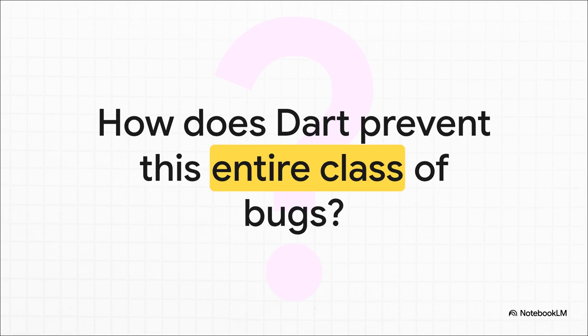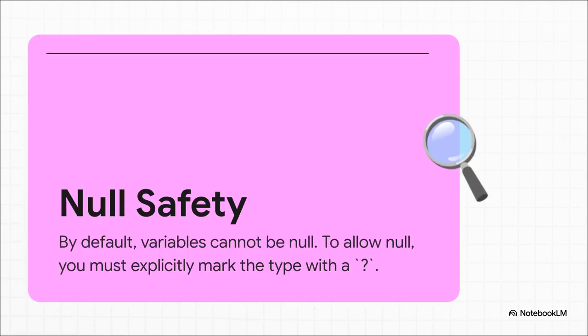It's so frustrating. So the brilliant folks behind Dart asked a really powerful question. What if we could just eliminate this entire category of errors before they ever reach a user? And their answer is this beautiful thing called null safety. The rule is dead simple. By default, a variable in Dart can never, ever be null. If you actually want a variable to be able to hold a null value, you have to tell the compiler explicitly. You mark its type with a little question mark. This forces you, the developer, to think about and handle null cases up front.